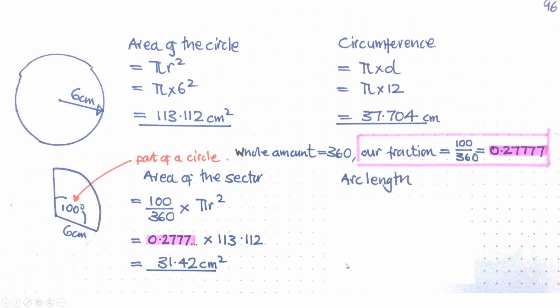In the same way, for the arc length, it's going to be that fraction of the circumference. So I want you to see that the fraction here is the same. This is the fraction that 100 is out of 360, and it's also the fraction of the whole area, and it's also the fraction of the whole circumference. It's always the same.